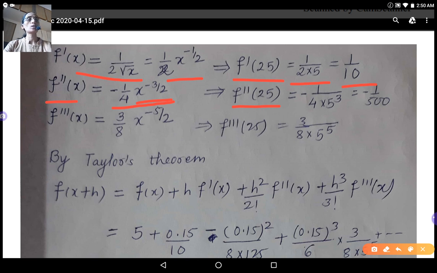3 by 2 means what? If you take it downside, it will be x raised to 3 by 2. 1 by 2 means square root. Square root is what? 5. Means it is 5 raised to 3. So your answer will be minus 1 upon 500.